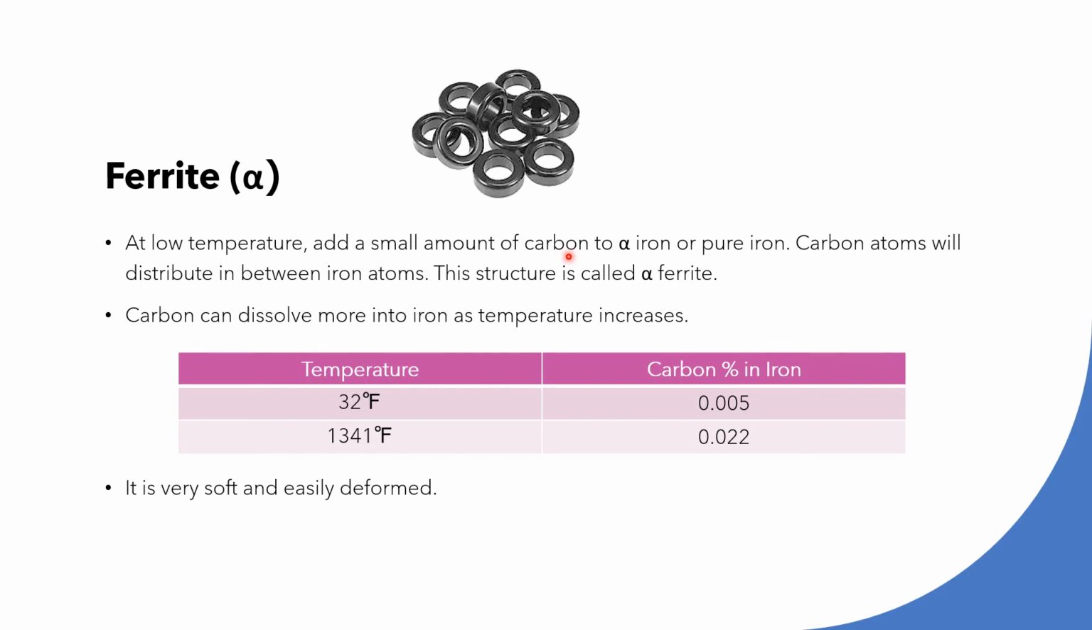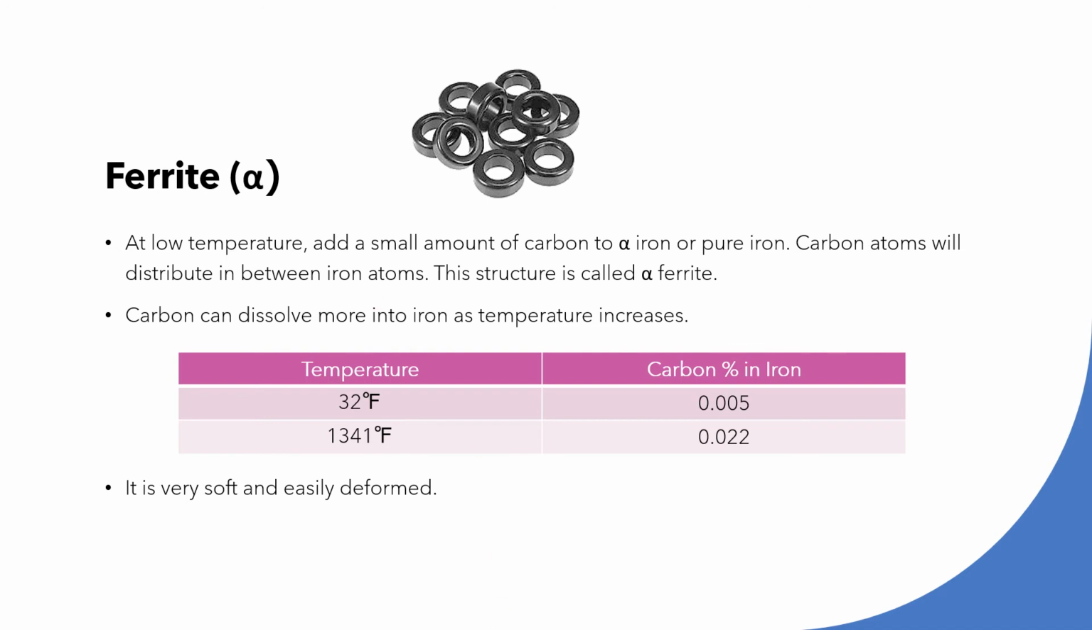Okay, you already know how to get your pig iron. So pure iron, we're adding different percentages of carbon. Here we're going to put a very little amount of carbon into the pure iron, or ferrite iron. The carbon atoms are going to distribute right in between the iron atoms.